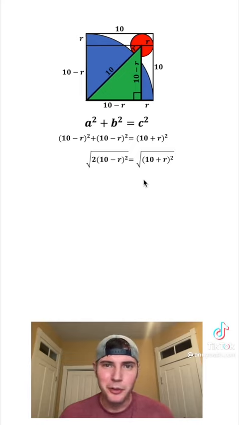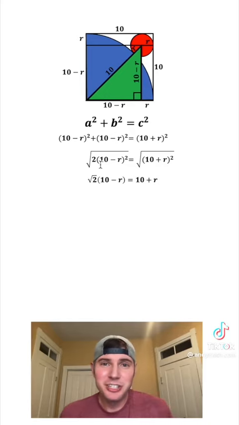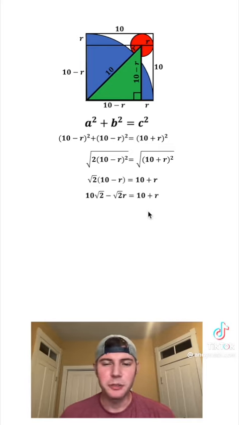We can then square root both sides. So on the left-hand side, we have a 2 and a (10 minus r) squared. Well, the 2 would become square root of 2, and (10 minus r) squared square rooted is 10 minus r. And then on this side, the square root of (10 plus r) squared is 10 plus r. Now we just got to solve for r. Let's distribute the square root of 2 to the 10, giving us 10 root 2, and the square root of 2 to the negative r, giving us minus root 2 r. And that's still going to be equal to 10 plus r.